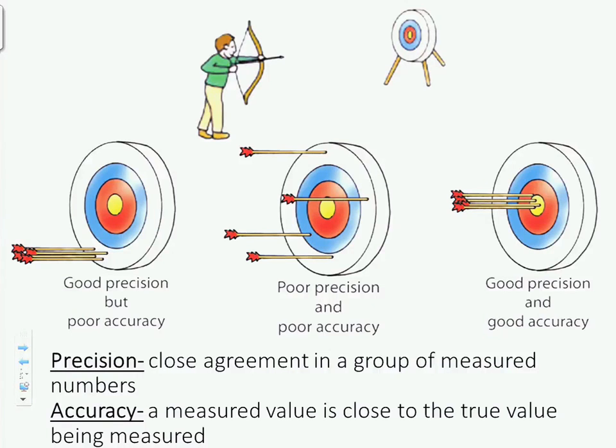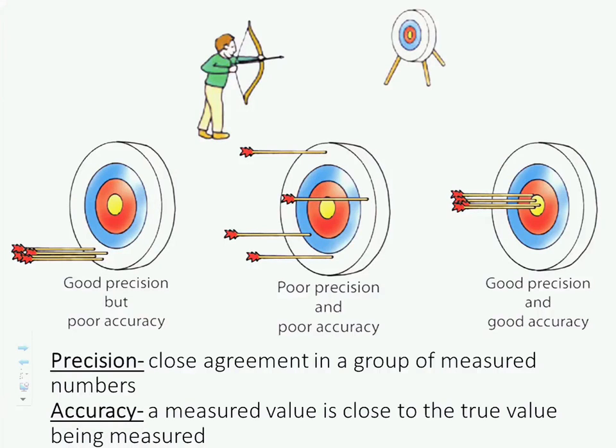All right? So if we look at the definitions of precision and accuracy, let's say we've got this guy shooting an arrow at his target. The first time he shoots, you got this first figure here, where all of the arrows are together, but they're nowhere close to the bullseye. You would say that for that time, you had good precision but poor accuracy. Precision is close agreement in a group of measured numbers. Notice how all the arrows in the first figure are really close together. So there's good agreement among them. They all hit about the same spot. But accuracy? Accuracy is that the measured value is close to the true value being measured. So the true value in this case would be your bullseye, the thing you really want to hit. So if this were a bunch of data, that first target would have good precision but poor accuracy.